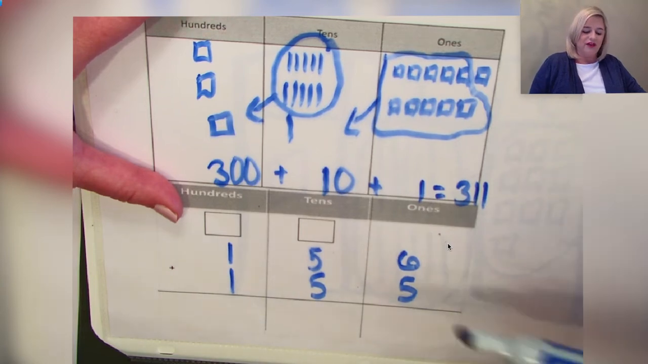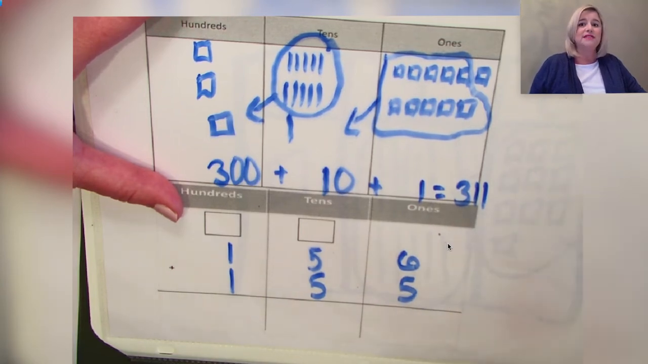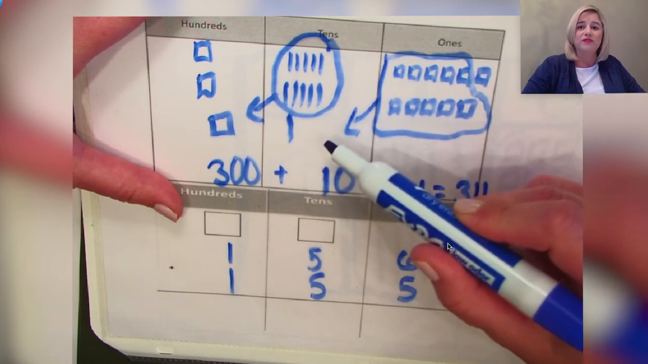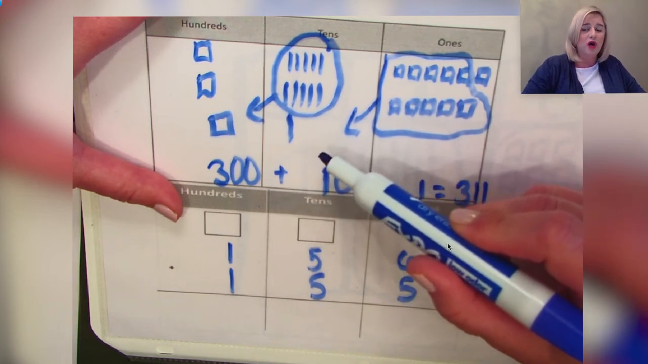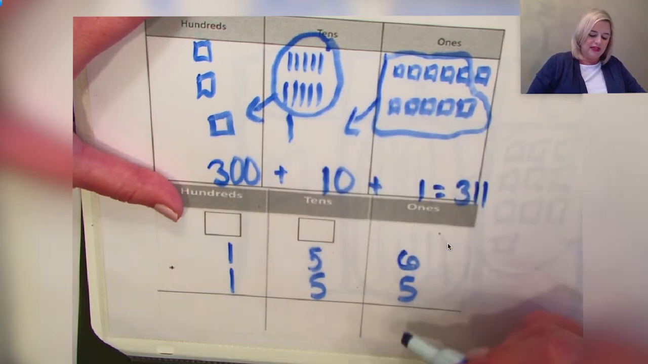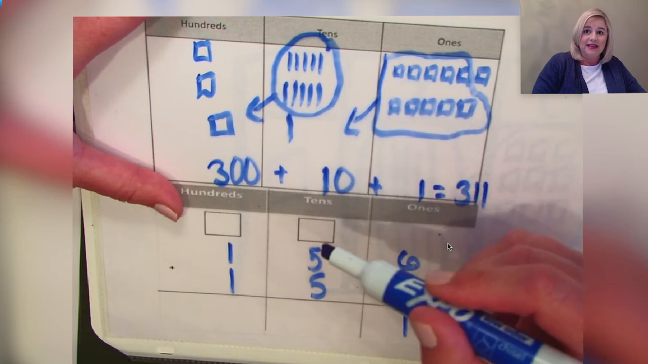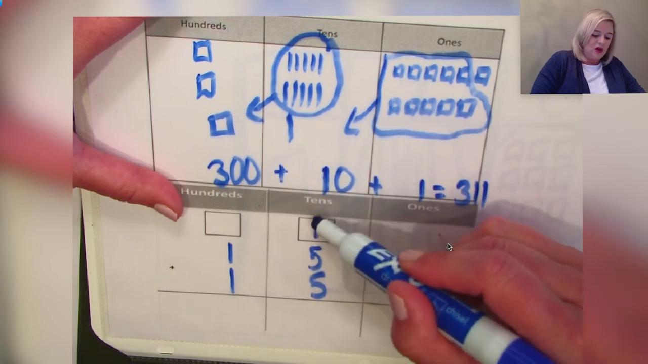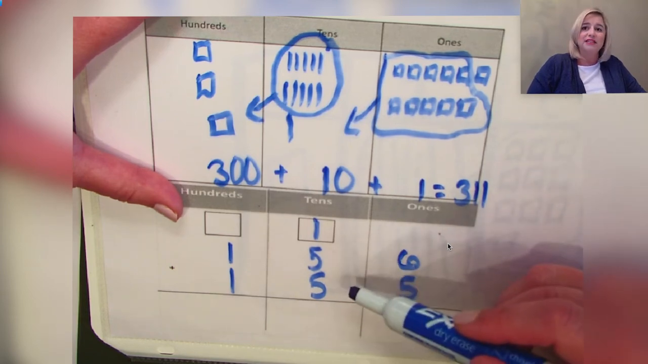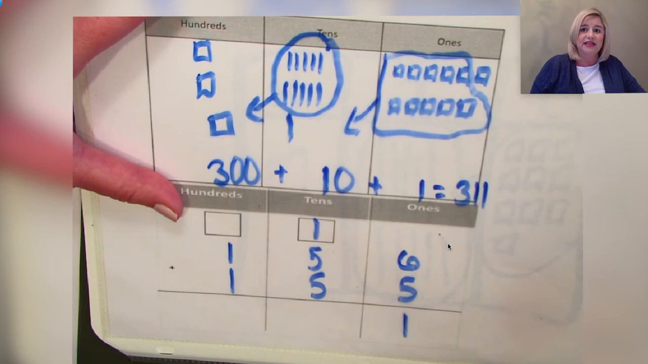When we combine the 5 ones and 6 ones, the answer is 11. In our model, we group the 10 ones into a 10 rod and moved it to the tens place. Here in our problem, we show the regrouping of 11 ones by moving one 10 to the tens place also. Then we added the tens together. 5 tens plus 5 tens plus 1 ten is 11 tens.